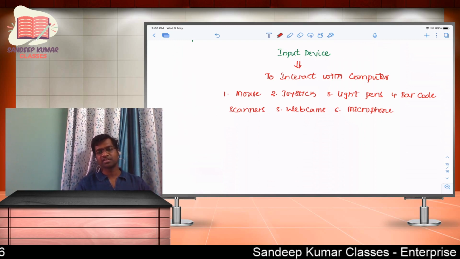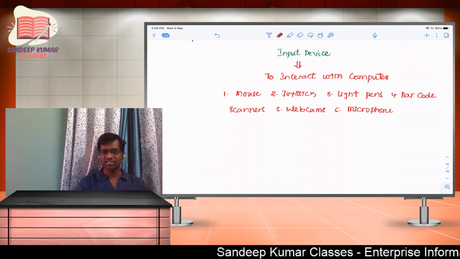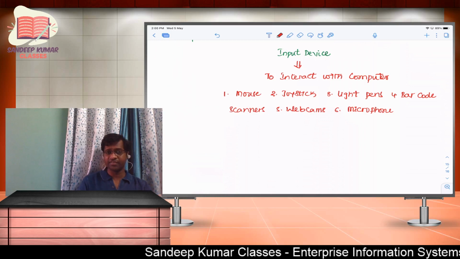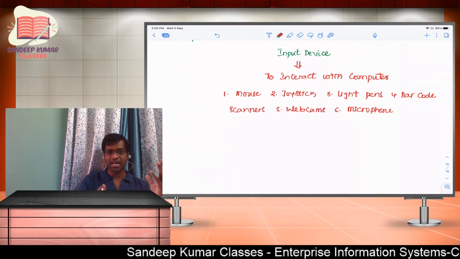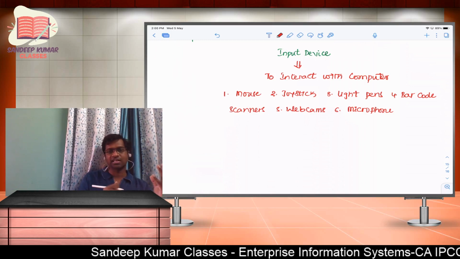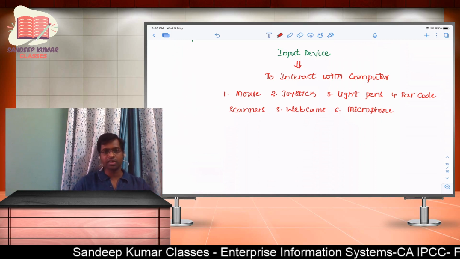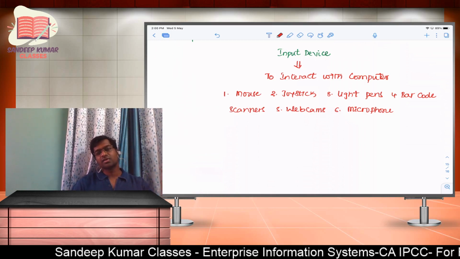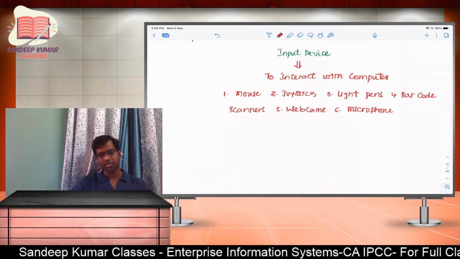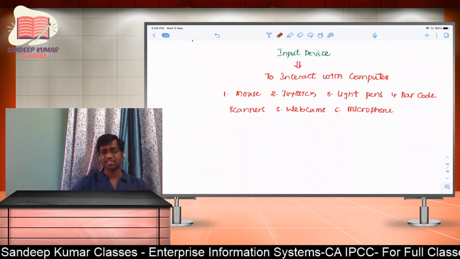Different examples of input devices are the mouse, joystick, light pens, and barcode scanners. What do you mean by barcode scanners? If you go to a supermarket, every item has a barcode on it. They swipe that item over an optical scanner, and automatically all the details of the product appear on the monitor. That is called a barcode scanner. So the webcam and microphone are also input devices.